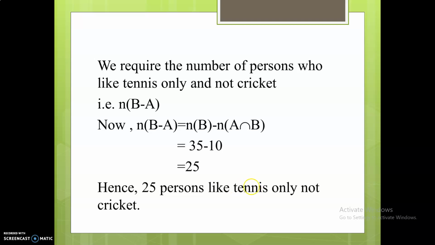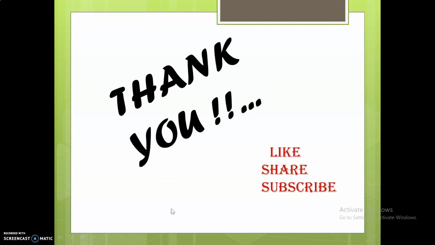So we require the number of persons who like tennis only, not cricket. So how will you find that? That is cardinality of B minus A, that is cardinality of B minus cardinality of A intersection B. We have seen this formula. That is 35 minus 10, that is 25. So 25 persons like tennis only, not cricket. So this is the answer.